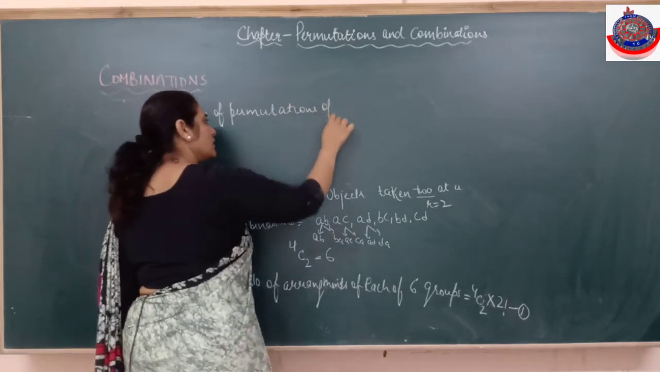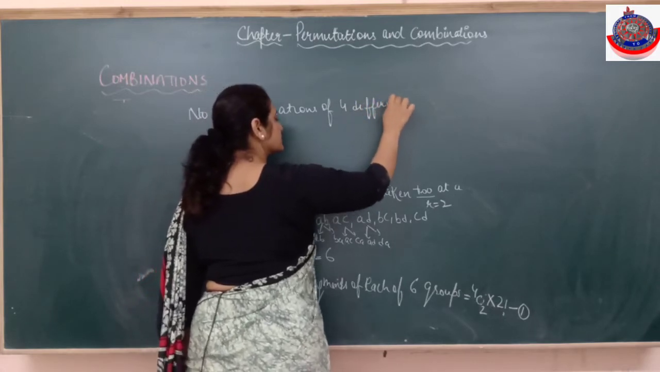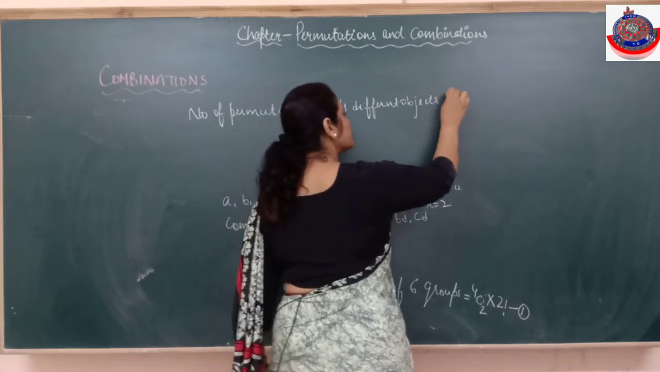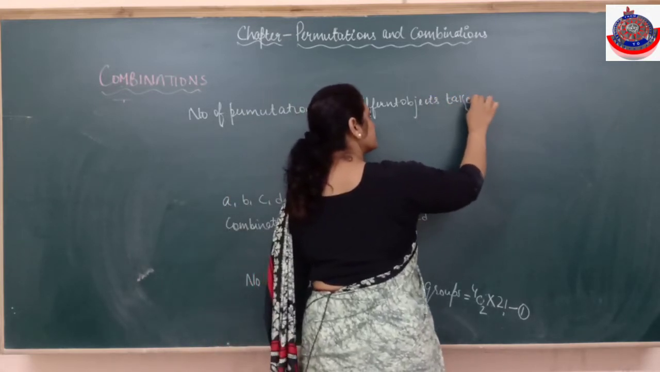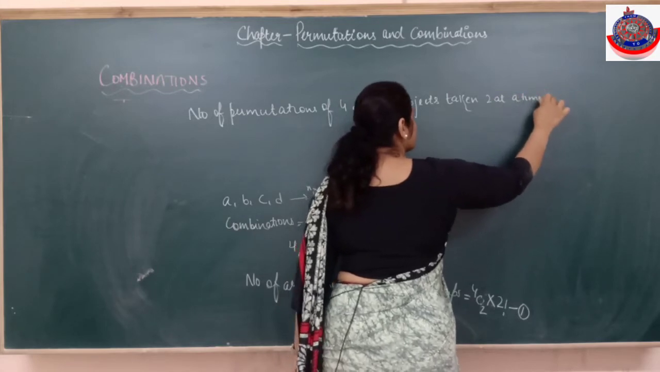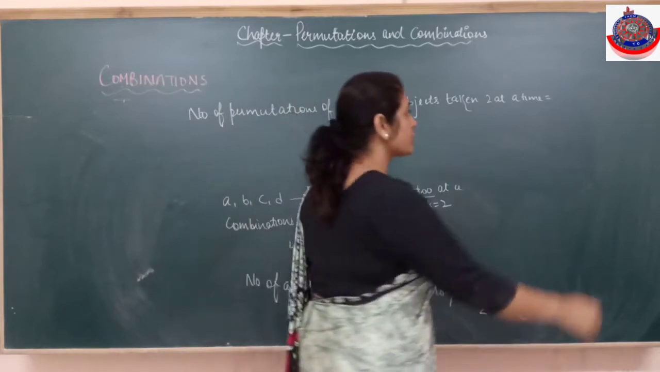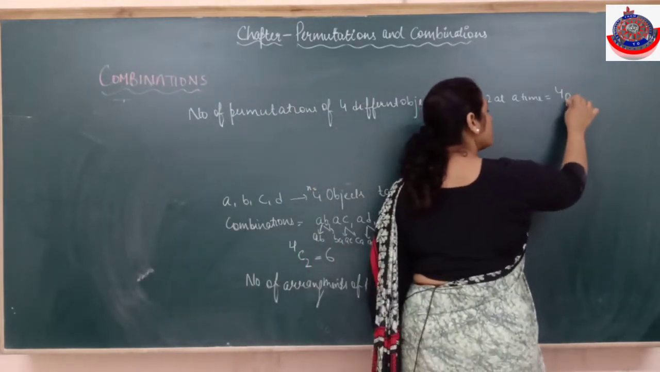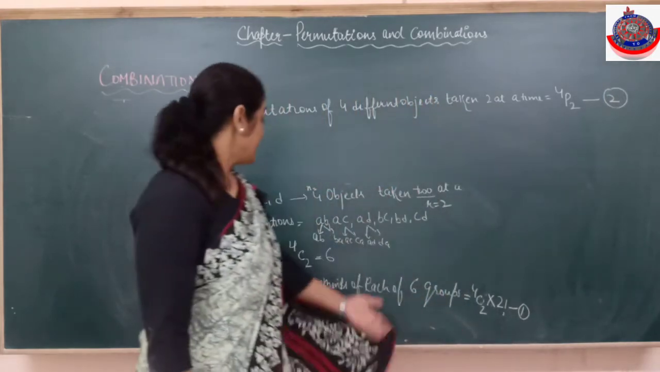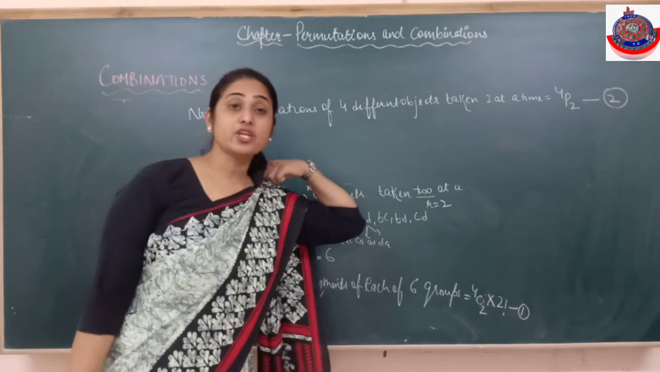of 4 different objects taken 2 at a time. चार ऑब्जेक्ट्स हैं जिसमें से 2 पिक करने हैं. उनकी परमुटेशन कितने तरीके से होगी? 4P2. ये भी 4 चीजों की अरेंजमेंट है, वो भी 4 चीजों की अरेंजमेंट है, taking 2 at a time.